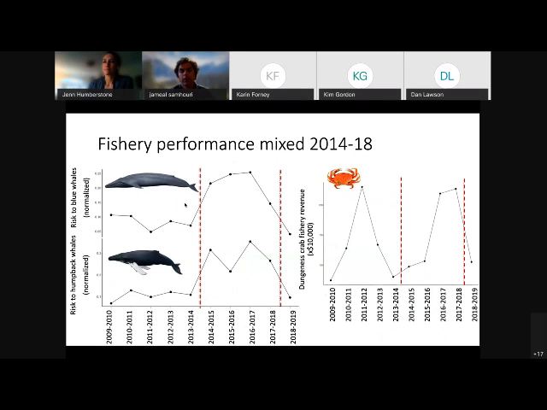If we look now on the right at what was happening with the Dungeness crab fishery in California, and specifically focusing on the vessels that have vessel monitoring systems on them, what we can see is that during this period from 2014 to 2018, when there was intense habitat compression for the whales, we saw a mixed performance of the fishery, with a couple of particularly poor years in 2014 through 2016, and then a couple of pretty good years from 2016 through 2018.